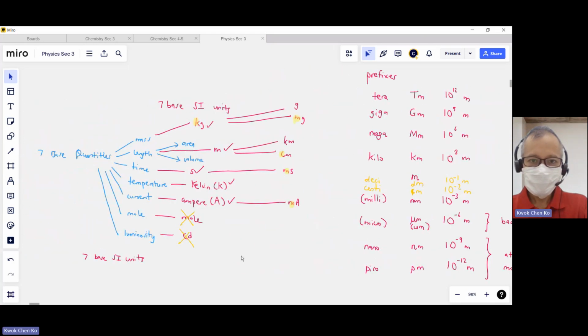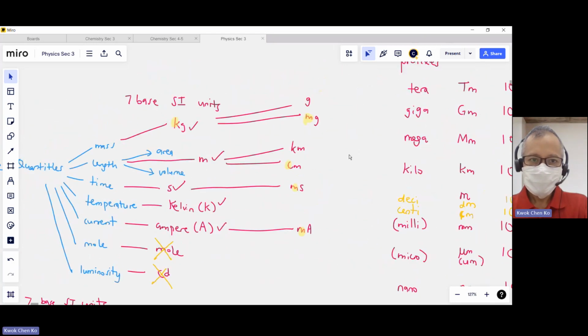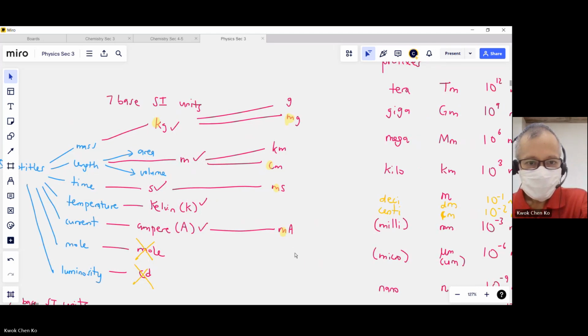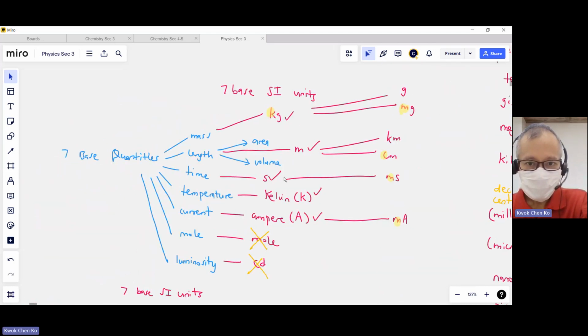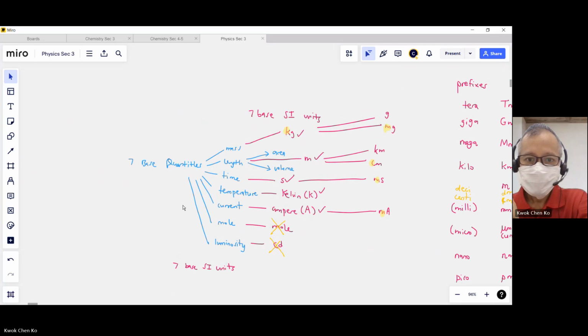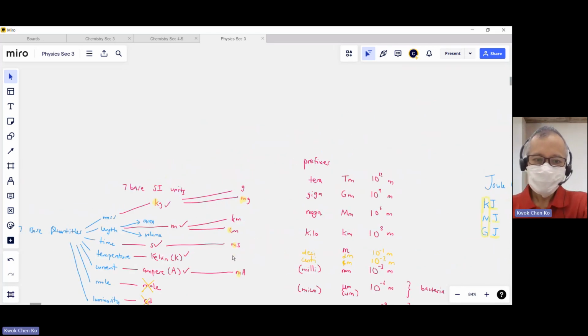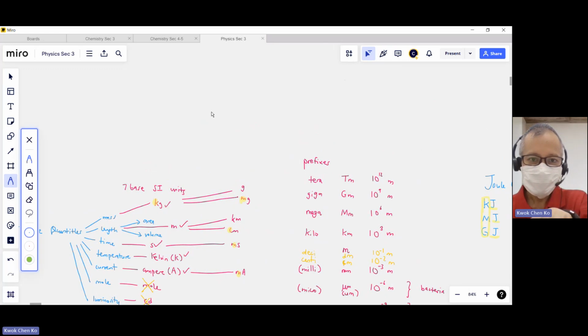But let's just take a look here again. Now, as I said, these are the 7 base SI units over here. But joule is nowhere to be seen. Yet, you need to know that joule is an SI unit too. So from these base SI units, you can have other kinds of units, like joules.